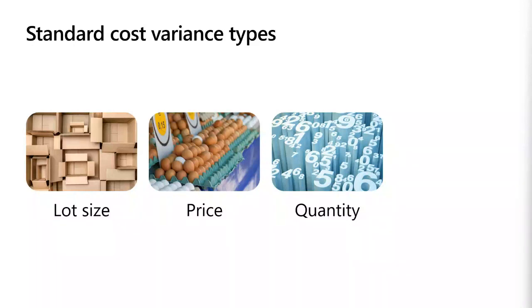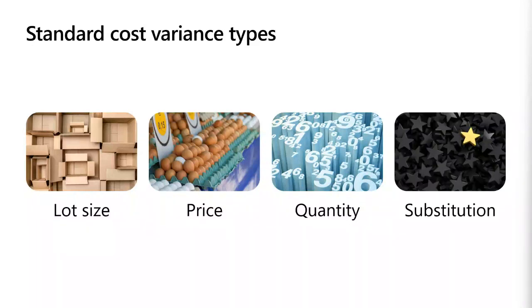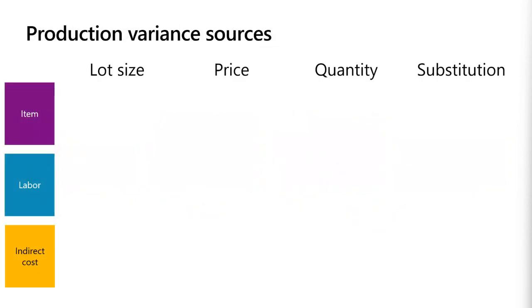The last type of variance is substitution variance. As the name suggests, this is used when you swap one thing out for another thing. Again, this can refer to materials or resources, for example, in a route. Let's now double-click on the standard cost variance types and what can cause them to occur. For each one, we'll look at how this type of variance is affected by materials, labor, and indirect costs.